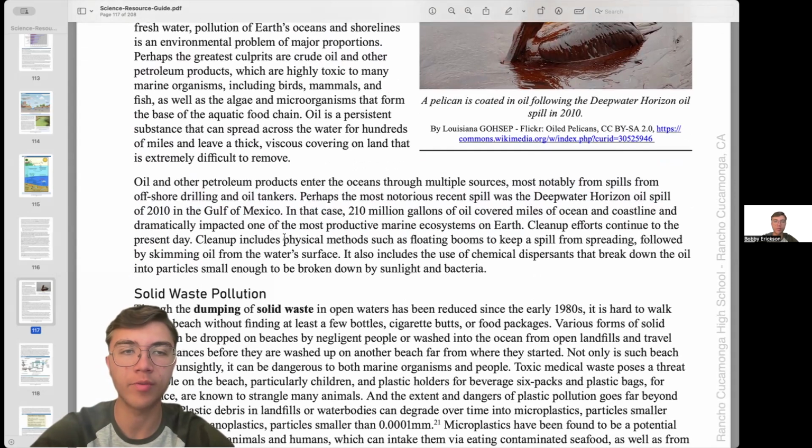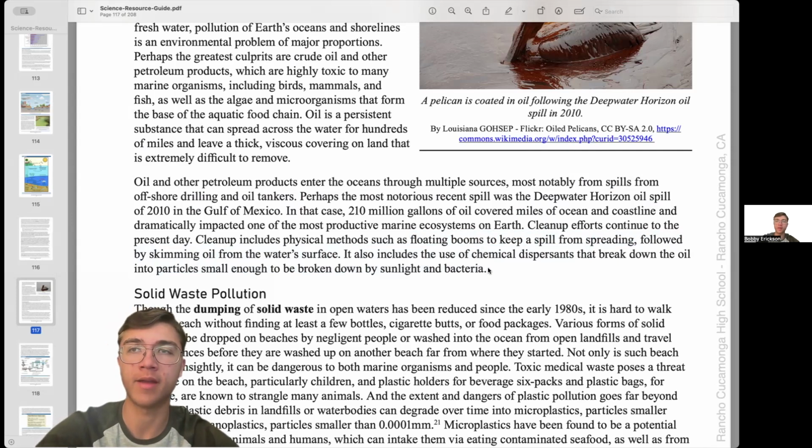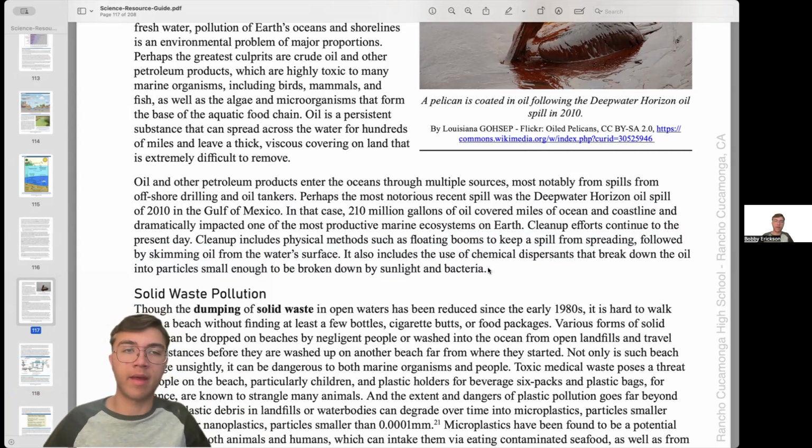And so, how do we actually clean them up? Well, floating booms to keep a spill from spreading, skimming oil from the water's surface, and chemical dispersants that break down the oil into particles that can be broken down by sunlight and bacteria. So chemical dispersants can really help in breaking down the oil so that those organisms can further break it down and get rid of it out of the environment.